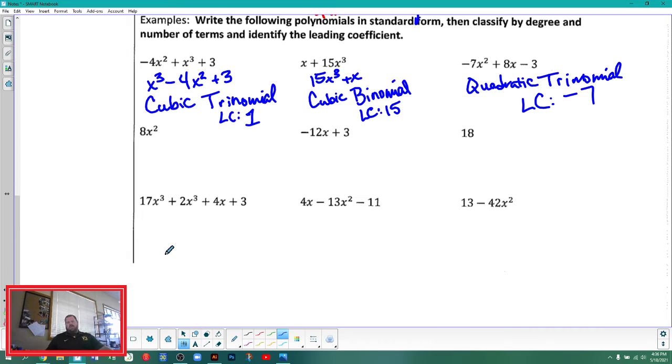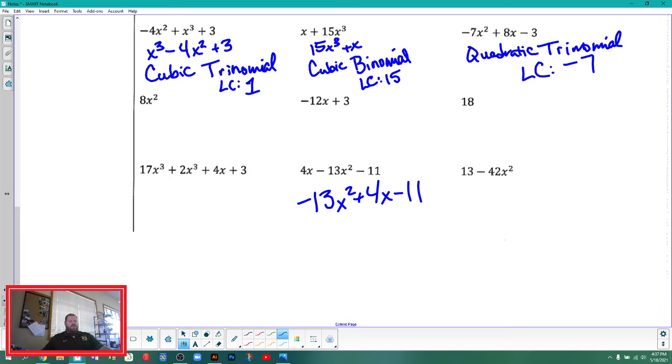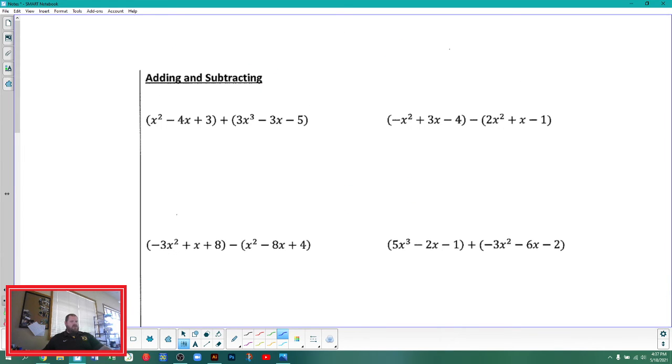This one, I would switch the place of these two. I'd have -13x squared plus 4x minus 11. So it's a quadratic trinomial with leading coefficient -13. This one is a quadratic binomial with leading coefficient -42. So that's all the different ones of those. But writing them is going to hurt my hand and just be a pain.